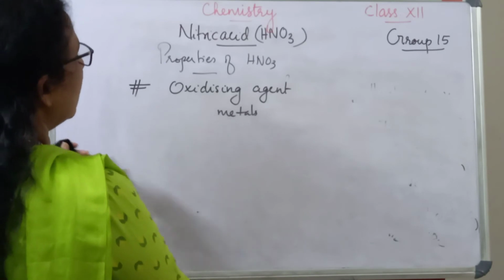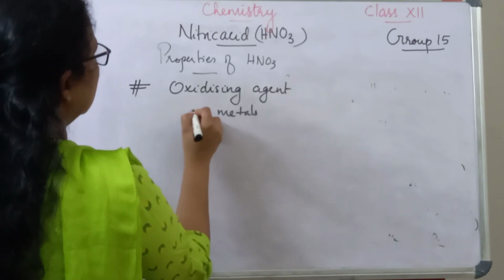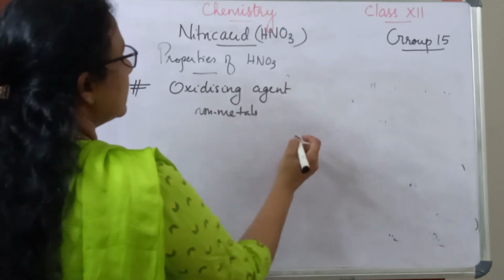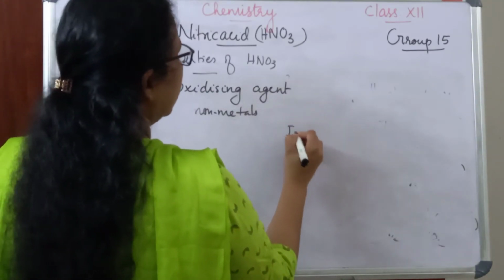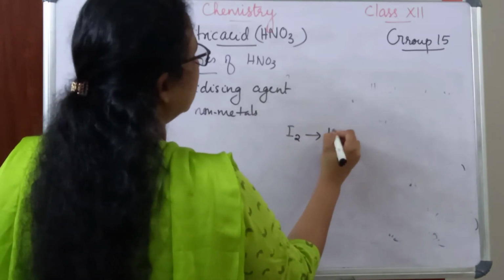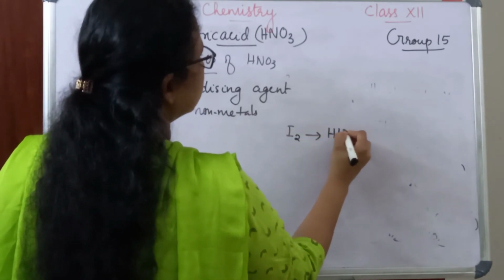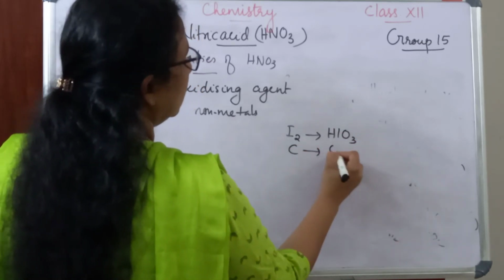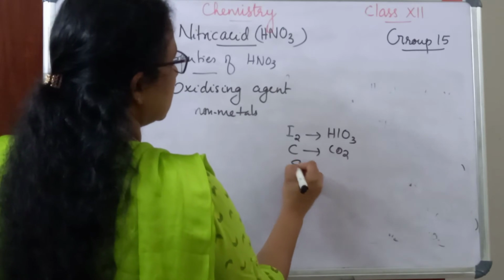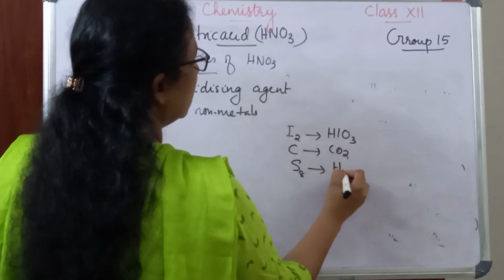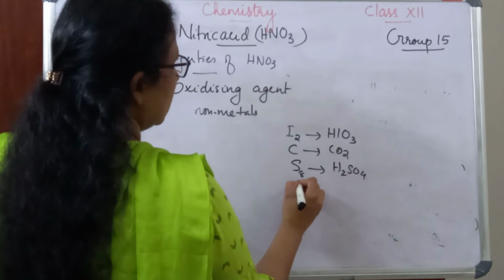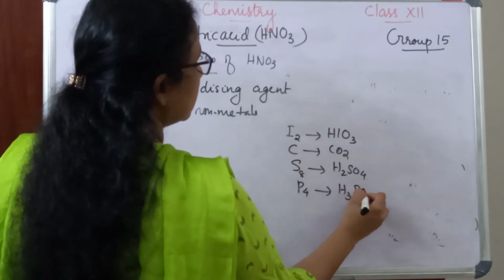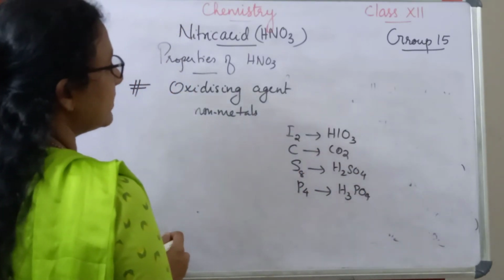Next is oxidizing property with non-metals. In this case, iodine is converted to iodic acid, carbon is converted to carbon dioxide, sulfur S8 is converted to sulfuric acid, and phosphorus is converted to phosphoric acid. So actually these are the main products in this case.